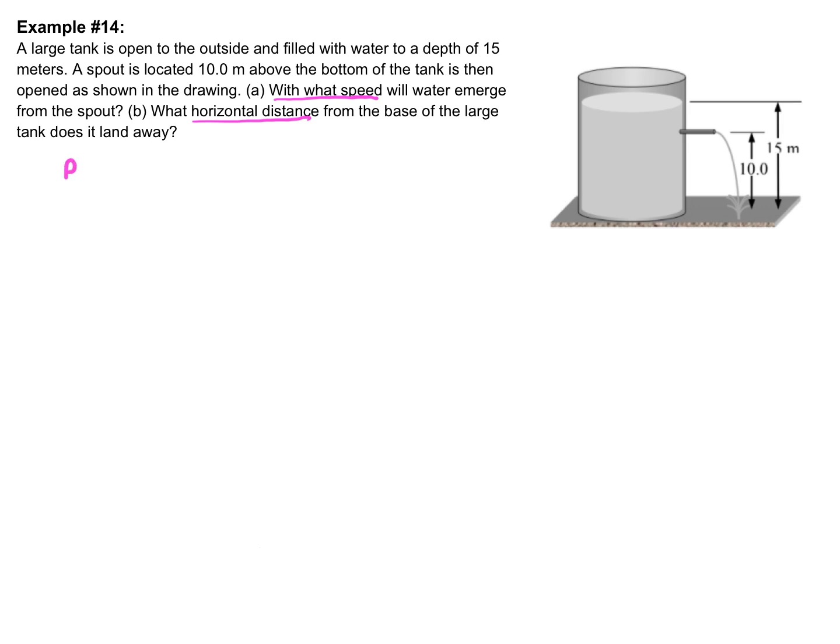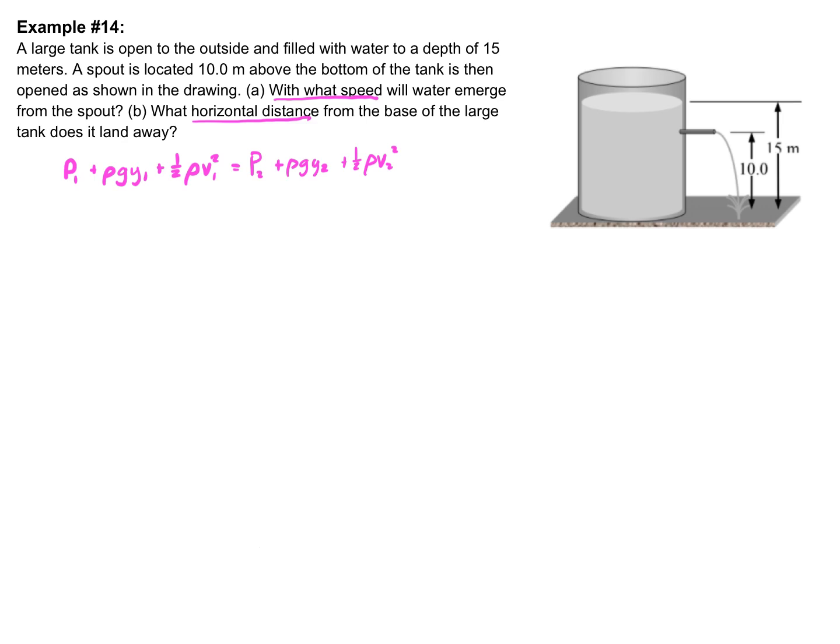So we're going to go P1 plus rho g y1 plus 1/2 rho v1 squared has to be equal to P2 plus rho g y2 plus 1/2 rho v2 squared. Now, as I mentioned in class, one of the most important things is picking the right points for your initial and final conditions. All right?